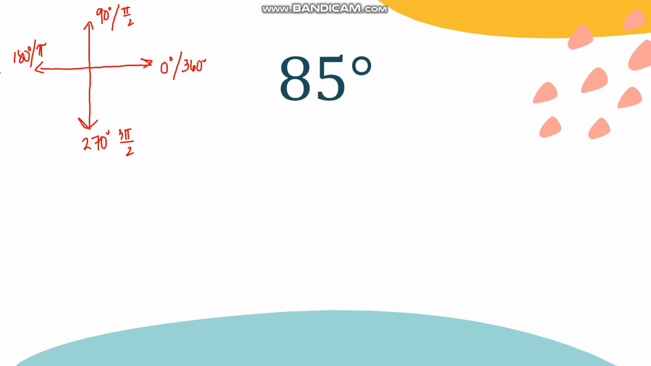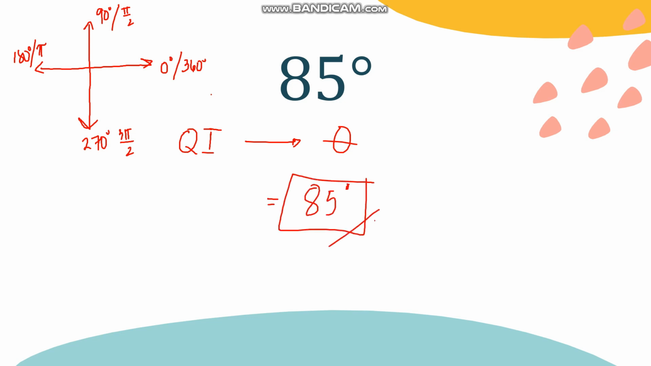So now what we have is 85 degrees. Obviously this one is less than 90 degrees, so the location of this angle is in the first quadrant. Since the angle is in the first quadrant, its reference angle is the theta itself, or the angle itself. So the reference angle of 85 degrees is also 85 degrees.